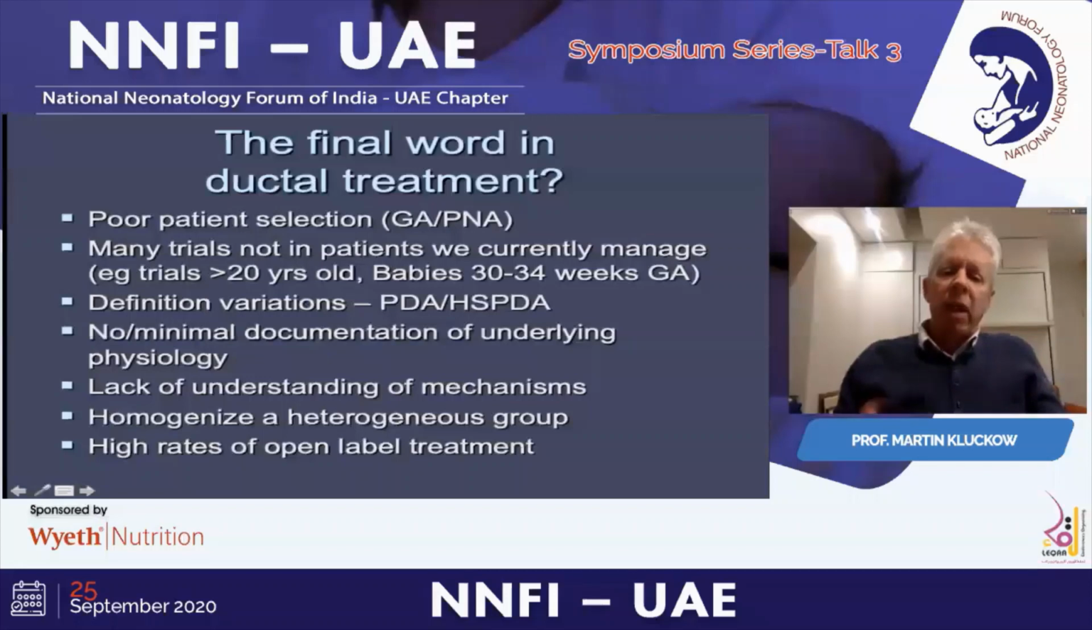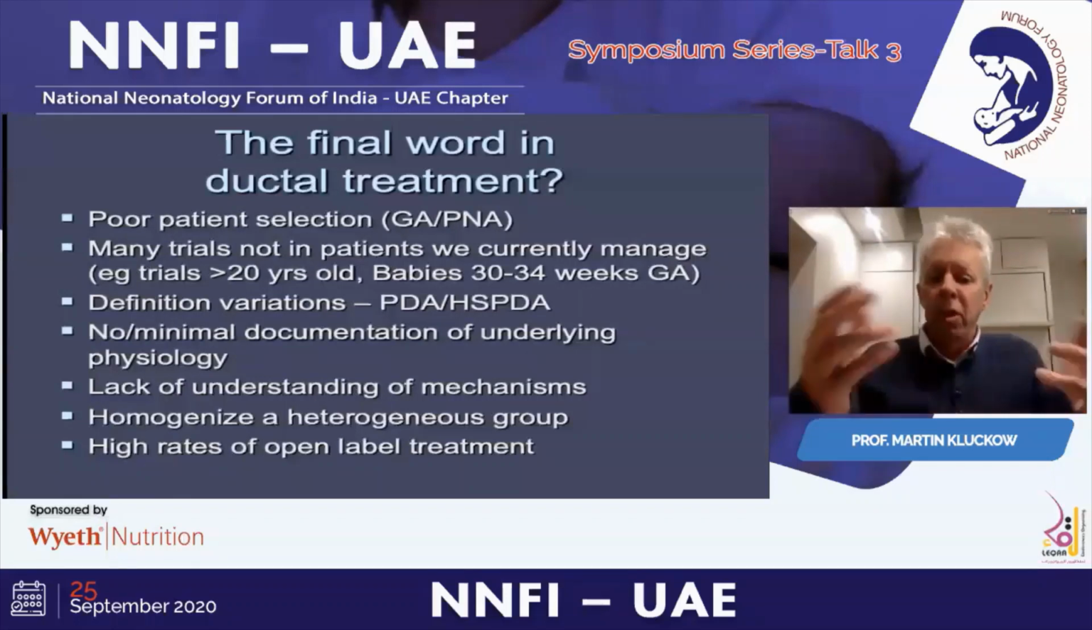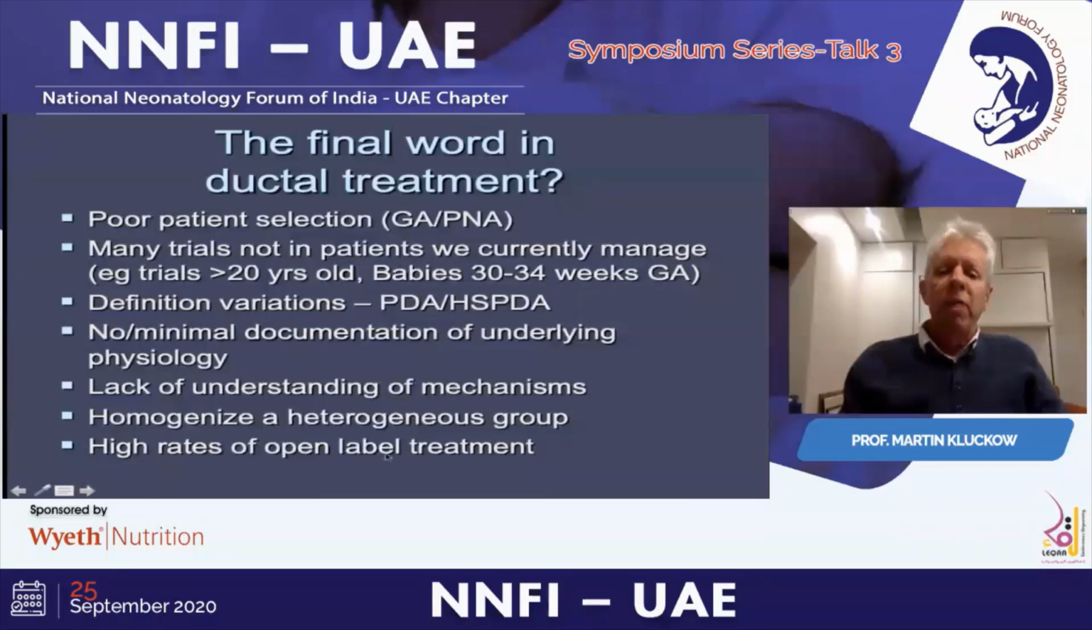And as a result of that lack of understanding of the mechanisms of harm and when the right intervention point should be, we're homogenising a heterogeneous group, and that causes problems with subgroups who might be responsive, who are not being treated because they are being overwhelmed by babies who didn't really need treatment, for example. And add to that, we have the high rates of open label treatment. In many of these trials, more than 50% of babies actually received active treatment at a later point in their nursery stay.